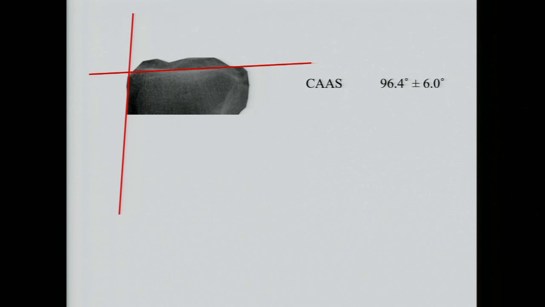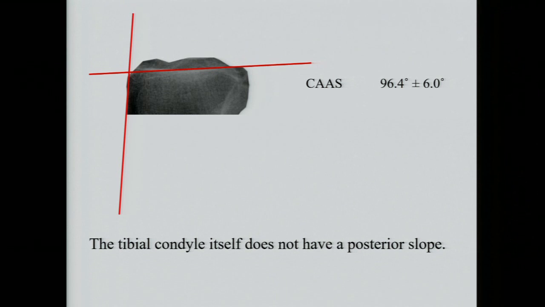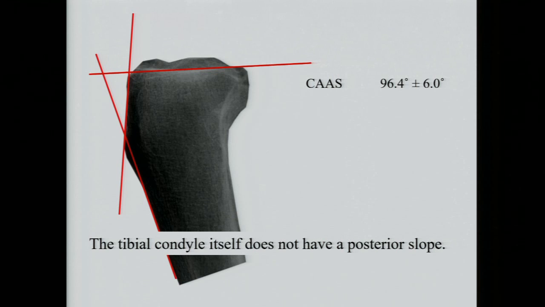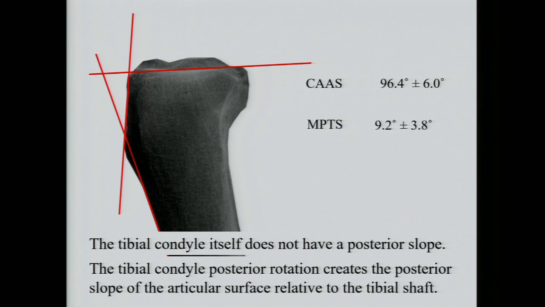So when you think about just the tibial condyles, you can see this is the line on the anterior wall of the tibial condyles, and this is the line of the medial articular surface. The average angle of this one is 96.4 degrees, which means the tibial condyle itself does not have a posterior slope. And you can see another line was drawn along the anterior wall of the shaft. And then we measure the posterior tibial slope. The angle is 9.2 degrees.